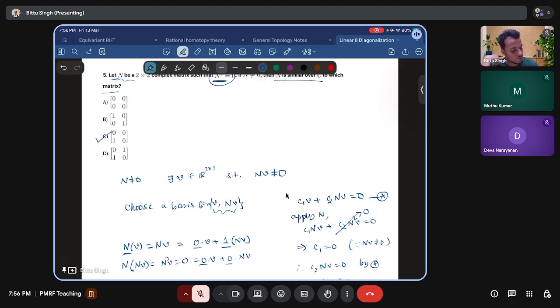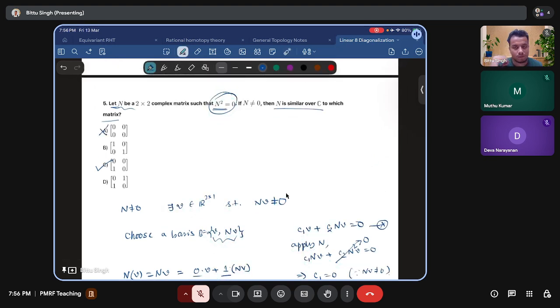And since this is a non-zero matrix, this cannot be 0. P inverse n P, if we assume P inverse n P equal to 0, then apply the inverses, you will get n equal to 0. So A cannot be the option. Again, if we assume P inverse n P is identity, then just multiplying P on the left and P inverse on the right, we'll get n equal to I. So B is also false.